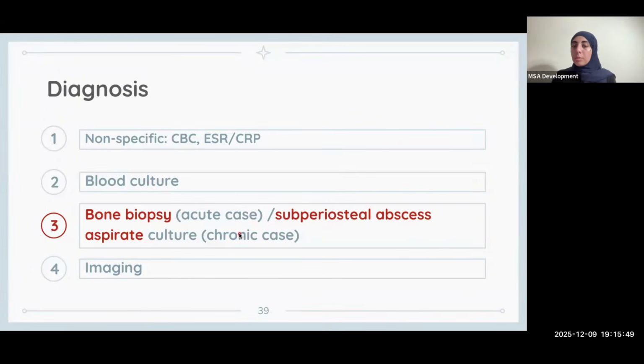Why can't you take an aspirate in an acute osteomyelitis? Since you just take an aspirate, why do you need a bone biopsy? Because you don't even have this subperiosteal abscess in acute. It hasn't formed yet. You need to form new bone to have the abscess. So in acute, you have to do a bone biopsy because that's your only option. And for chronic, you take aspirate from the subperiosteal abscess and you culture it.